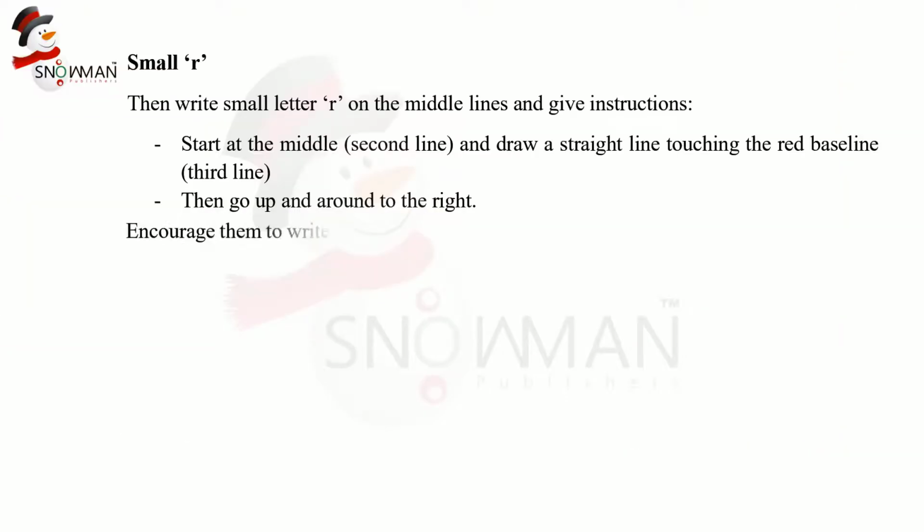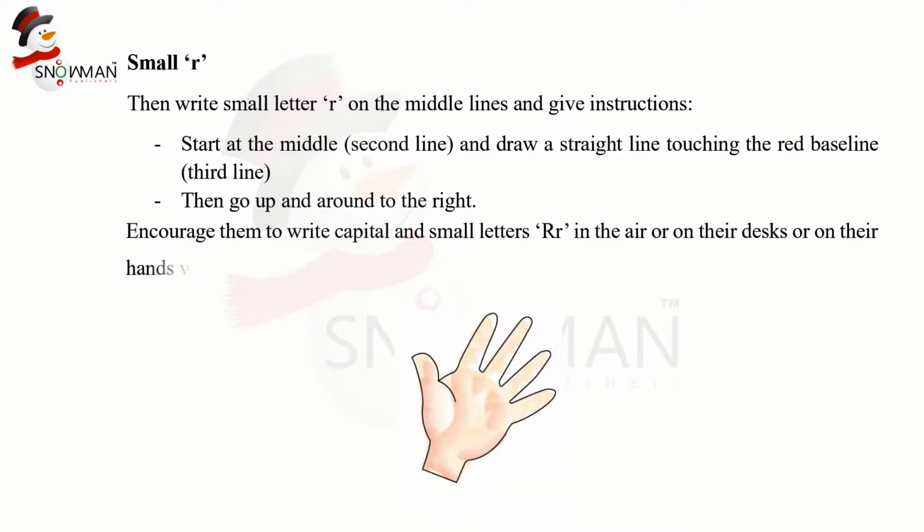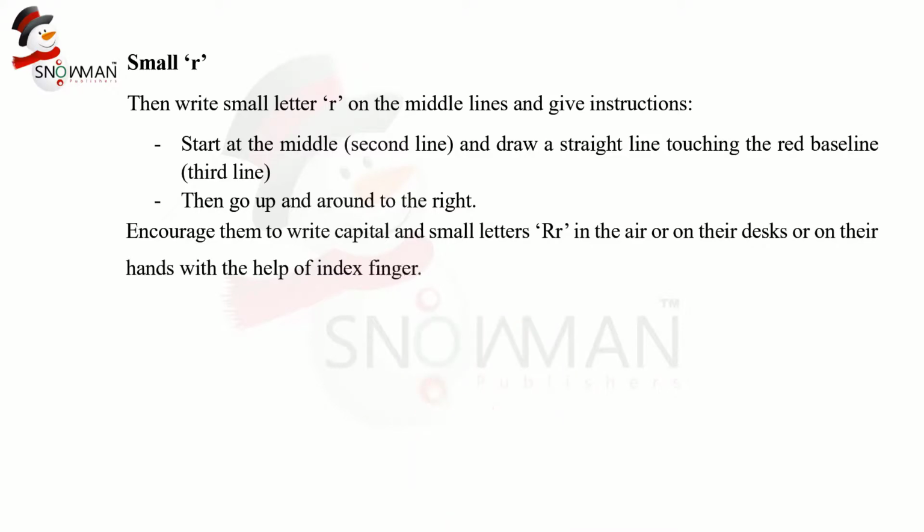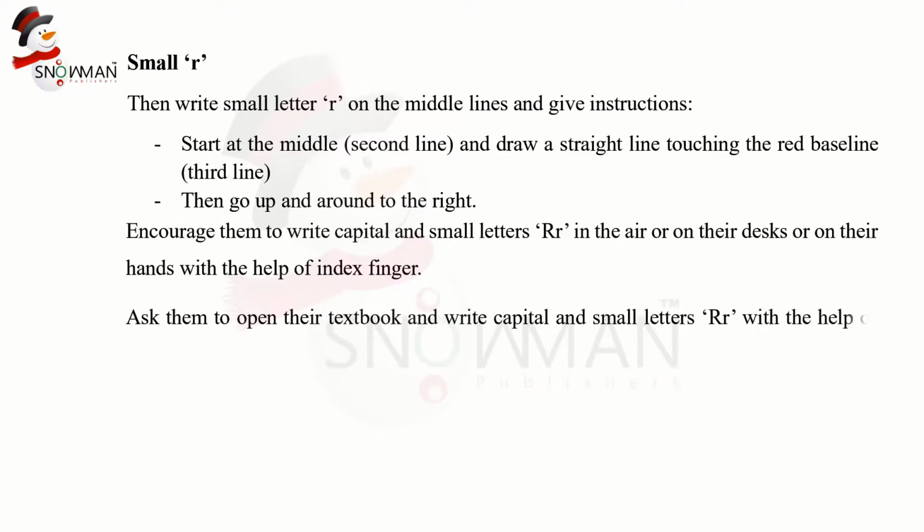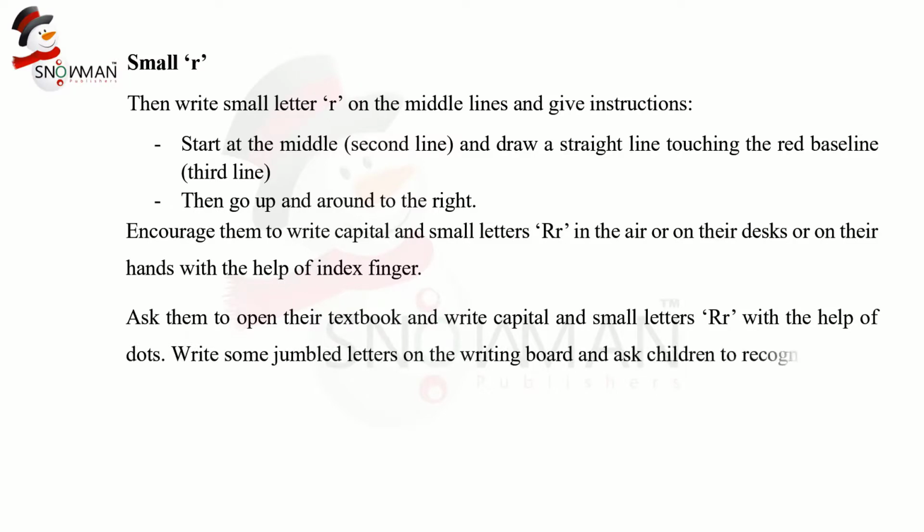Encourage them to write capital and small letters R in the air, or on their desks, or on their hands with the help of the index finger. Ask them to open their textbooks and write capital and small letters R with the help of dots. Write some jumbled letters on the writing board and ask the children to recognize R.